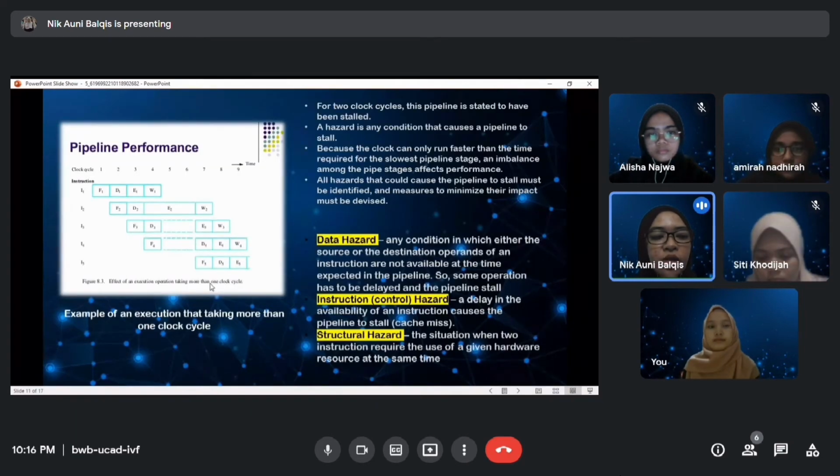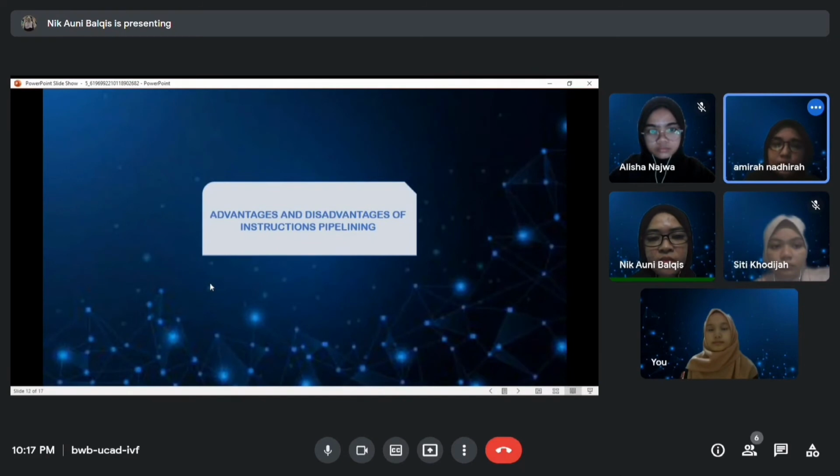Example of an execution that takes more than one clock cycle, which is in I2, I3, and I4. For 2 clock cycles the pipeline is stated to have been stalled. A hazard is any condition that causes a pipeline to stall, because the clock can only run as fast as the time required for the slowest pipeline stage. An imbalance among the pipe stages affects performance. All hazards that could cause the pipeline to stall must be identified, and measures to minimize their impact must be devised. I will continue about the advantages and disadvantages of instruction pipelining.